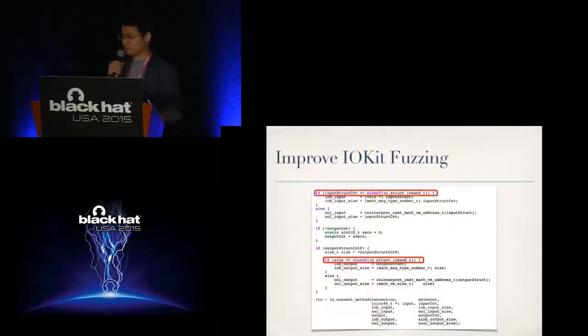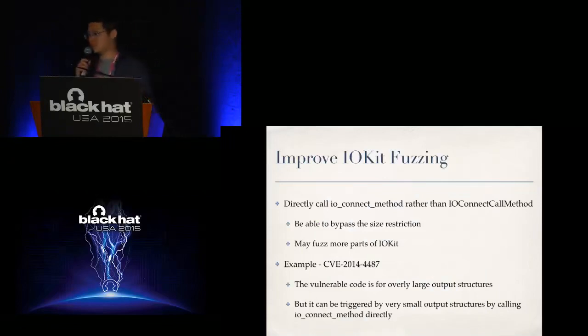Okay, this is a snapshot of the code. You can see here that there are two size checks in different branches, and they will pass different parameters to the low-level function. So the idea to improve the previous IOKit fuzzing is that you should not call IOConnectCallMethod. It is a better choice to call the more low-level function, IOConnectMethod, and that gives you the power to bypass the size restrictions.